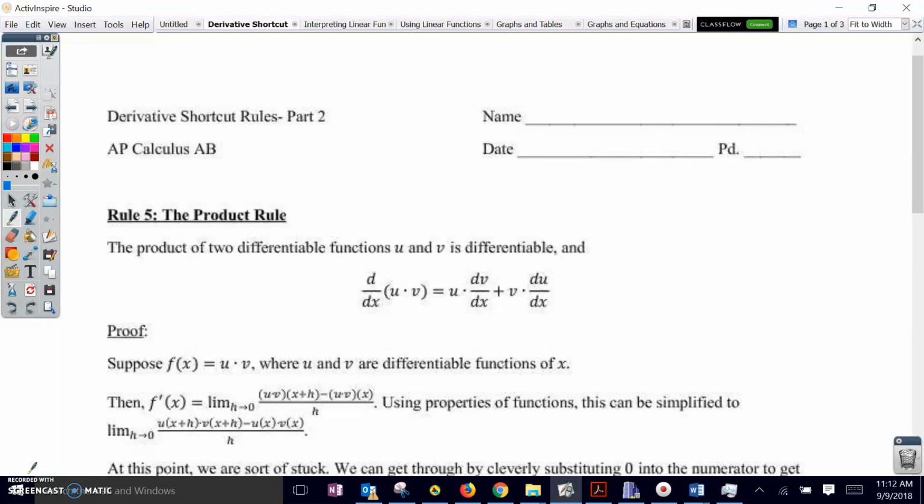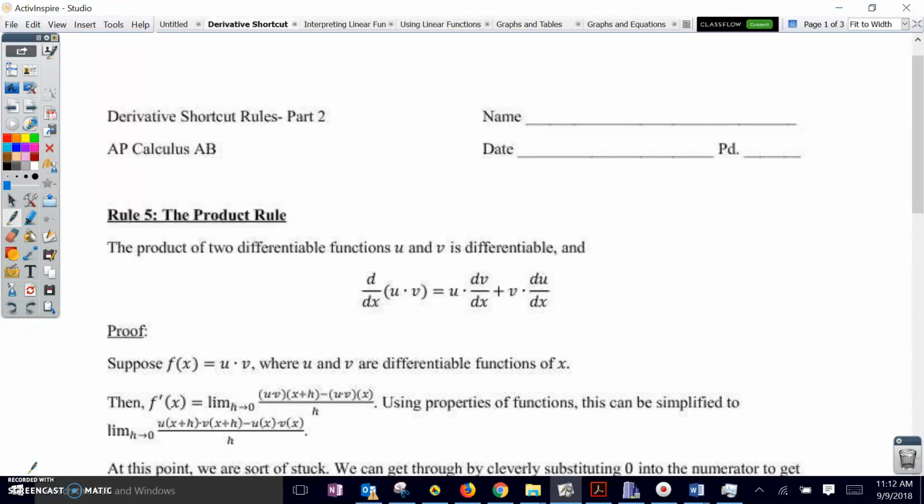Okay, welcome back everybody. In this video we're going to look at two more derivative shortcut rules, rules 5 and 6 of our initial rules, the product rule and the quotient rule. These two are a little bit more advanced and a little bit more difficult than the ones we've talked about so far. So let's kick it right off with rule number 5, the product rule.